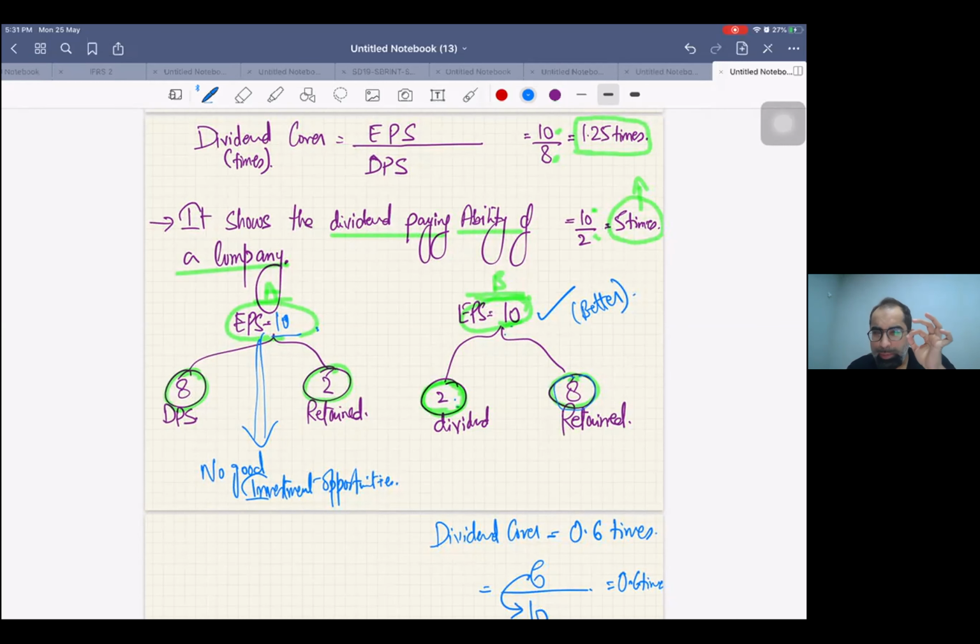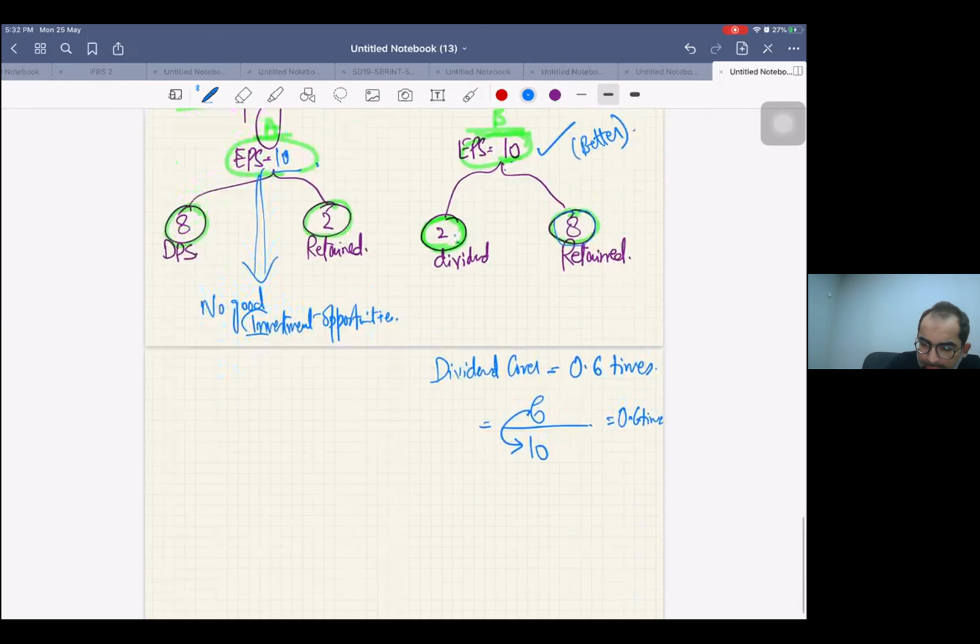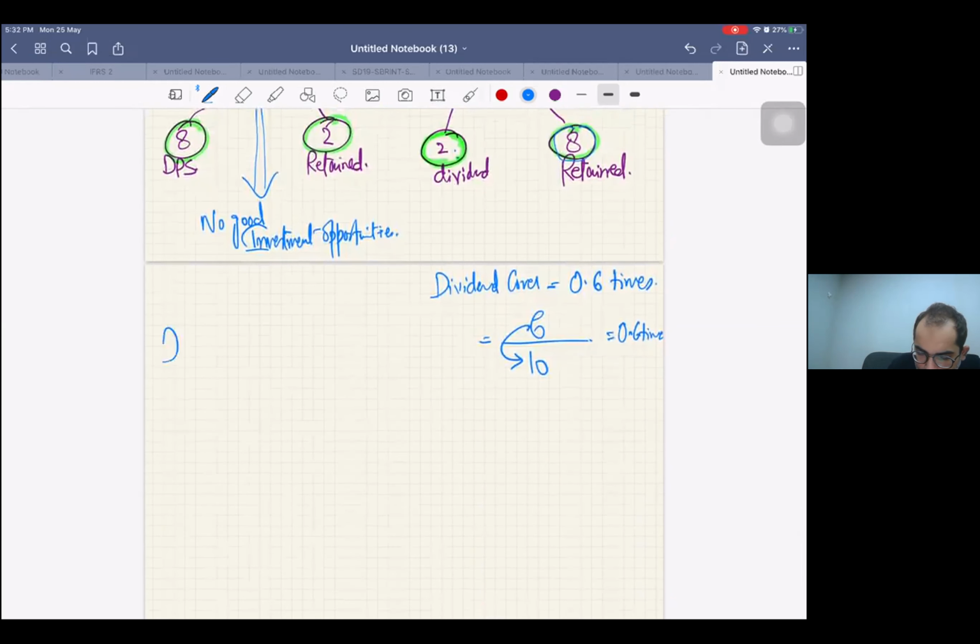Sometimes when per share figures are not given, then you use total earnings and total ordinary dividends. Repeat: right now I have written the formula with earnings per share and dividend per share, both per share. So when per share data is given, use per share data in both numerator and denominator. But if per share data is not given, then my dear, you use this formula.